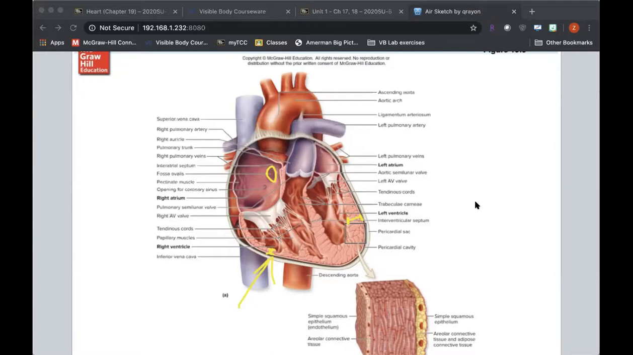Another thing that we see on this figure here is that the heart is surrounded by a membrane, and it's this, what I'm talking about right here.